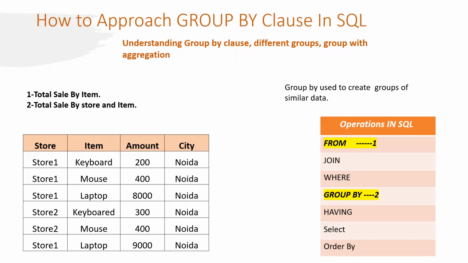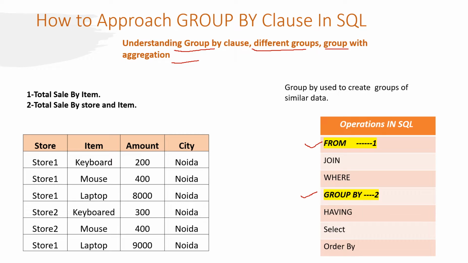This is part 3 of my YouTube playlist Core Operations in SQL. Today I will discuss the group by operation along with the from clause. I will start by explaining what the group by clause is and how it works, move on by creating different groups, and in the last we will see how the group by clause works with the aggregate function.